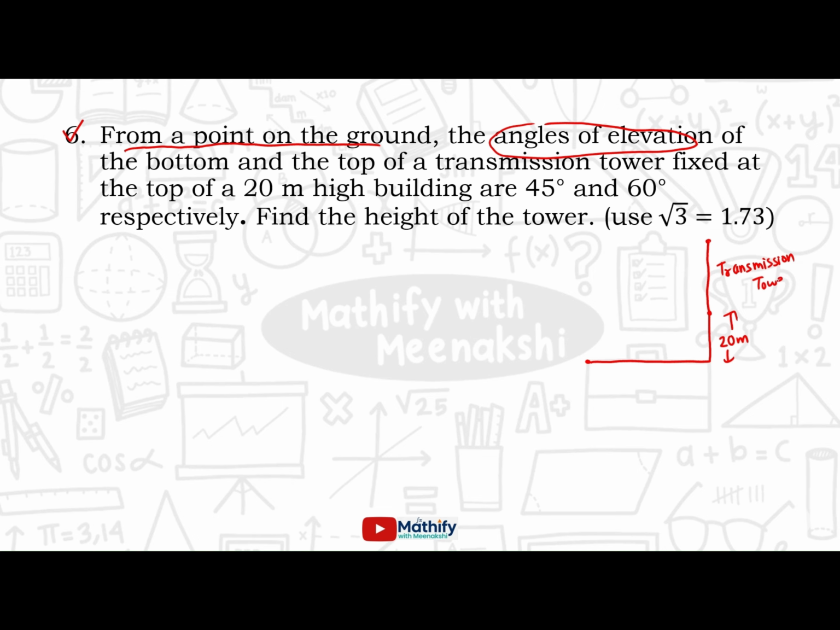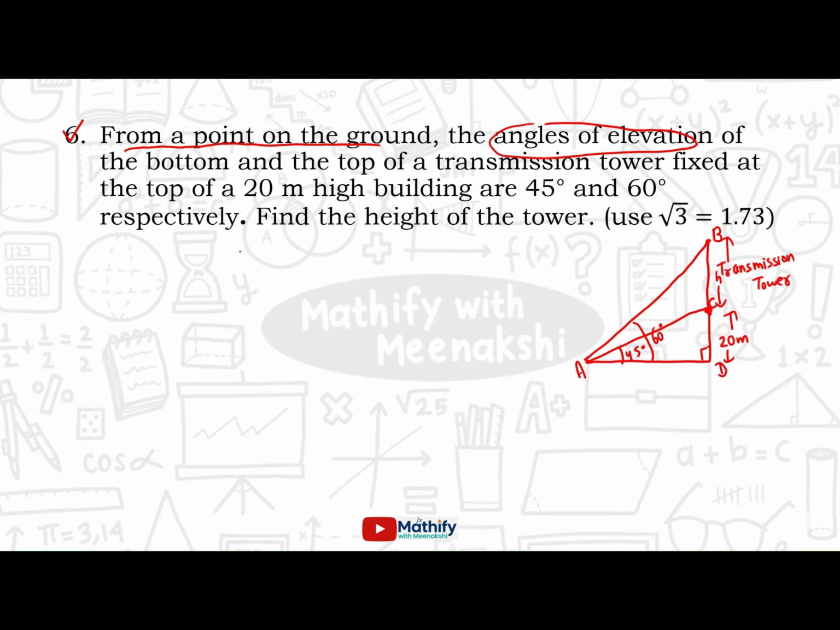Okay. Now it's given the angle of elevation from this point to the bottom and top of a transmission tower is 45 and 60 degrees respectively. You have to find the height of the transmission tower. So let's take this much as H. Write the naming here: A, B, C, D.